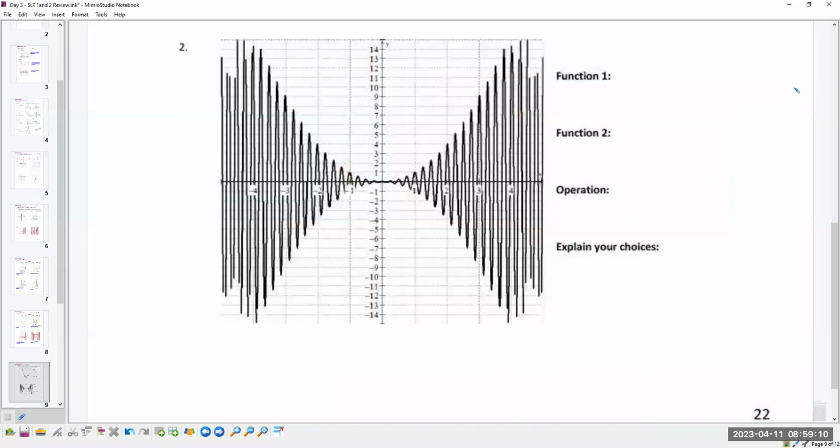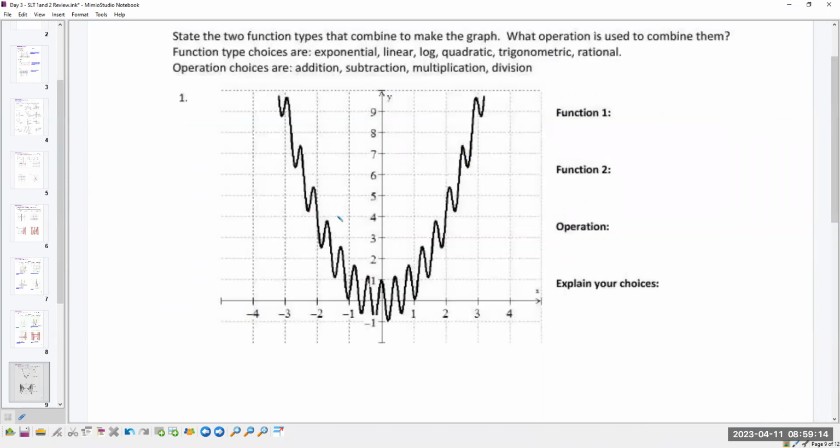Okay, so on page 22, again, you should be pausing the video. It is your job to state two function types that combine to make the graph and figure out what operation is used and what made you come to that conclusion. Please be very careful for sine and cosine. At this point, you should pause the video and then unpause it when you're ready.